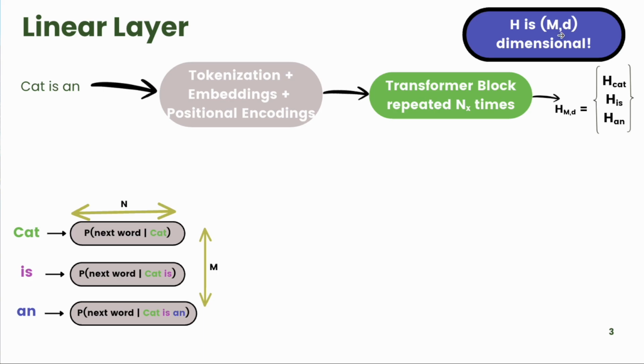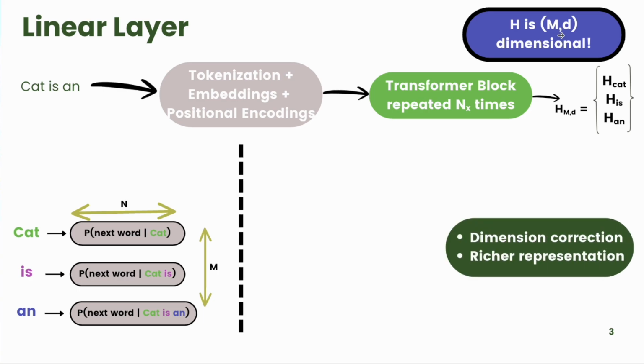And this is where the linear layer comes in. So the linear layer would help us in 2 ways. First of all, it would correct this dimension. So it would bring everything into the correct dimension of the probability distribution that we're expecting from the model. And secondly, it would let the model discover a richer representation of this output from the transformer block if needed. So we would allow the model the flexibility to discover a more complex representation in case needed.